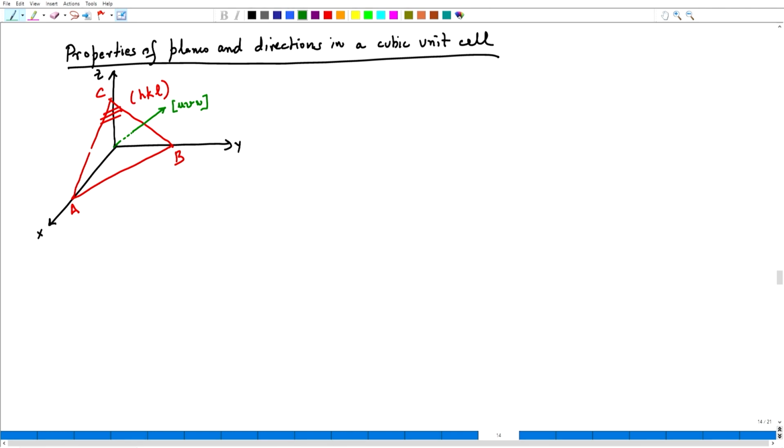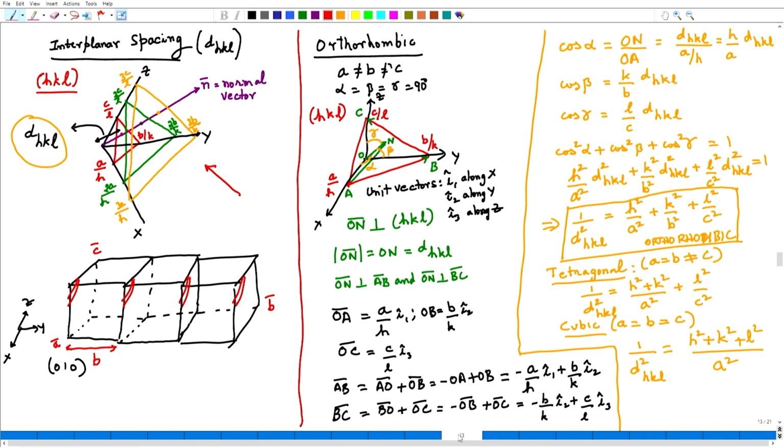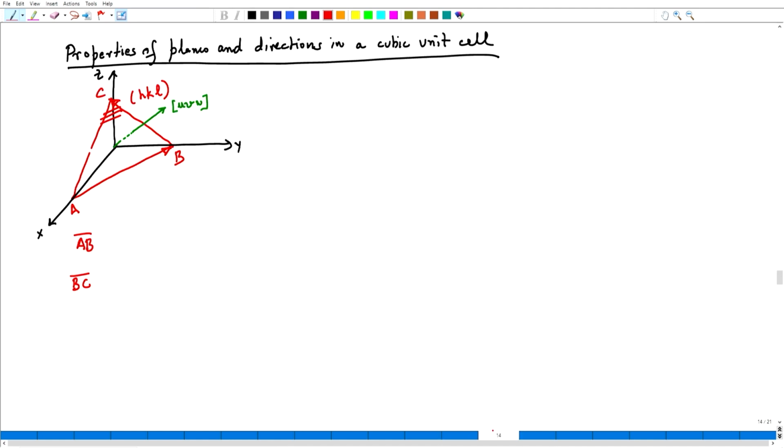So, consider the vectors AB and BC. Let us go back to the previous lecture, where we have already found relationships for the vectors AB and BC. This is for vector AB and this relationship is for vector BC. So, we can skip the previous steps and directly write these relationships.